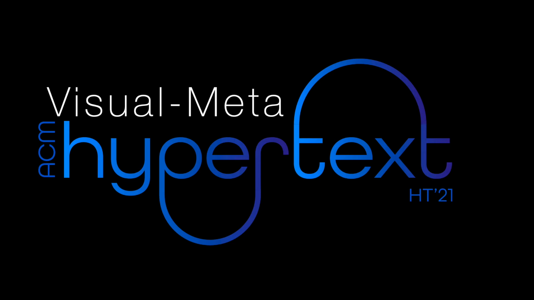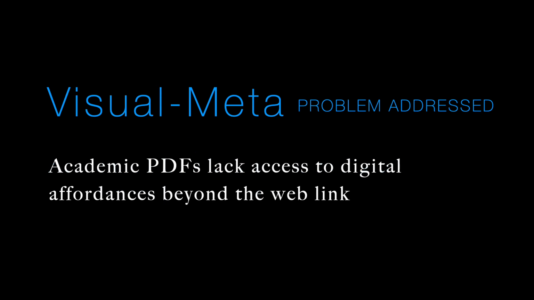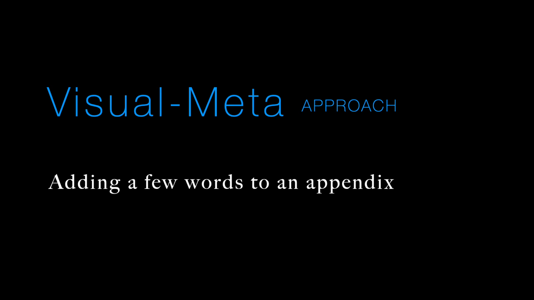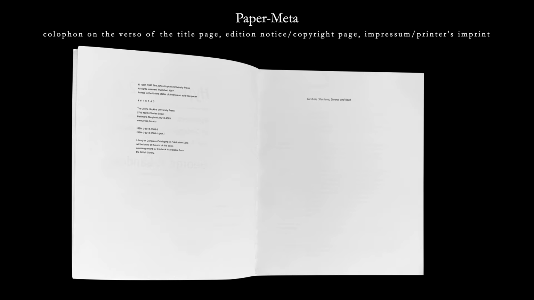What we're introducing is Visual Meta. The problem addressed is academic PDFs lack access to digital affordances beyond the web link. The aim is to give academic PDFs metadata to enable rich interaction, views, and robust citing. Our approach is to add a few words to an appendix.